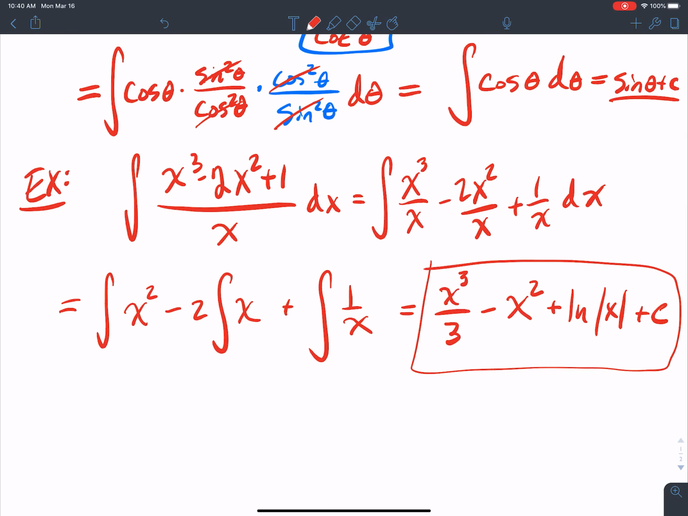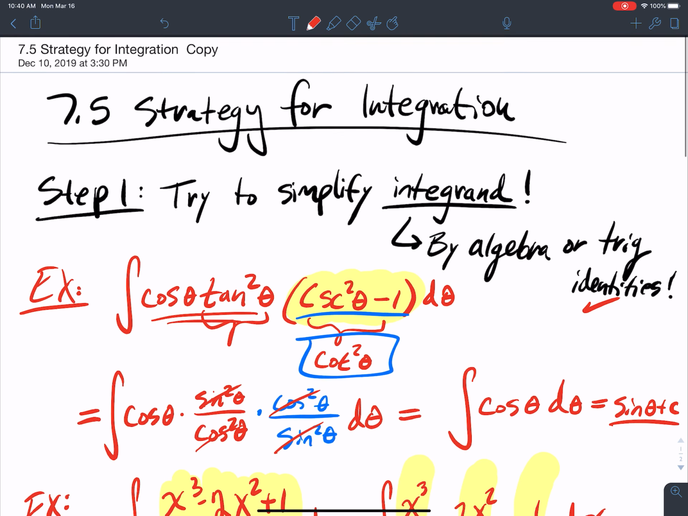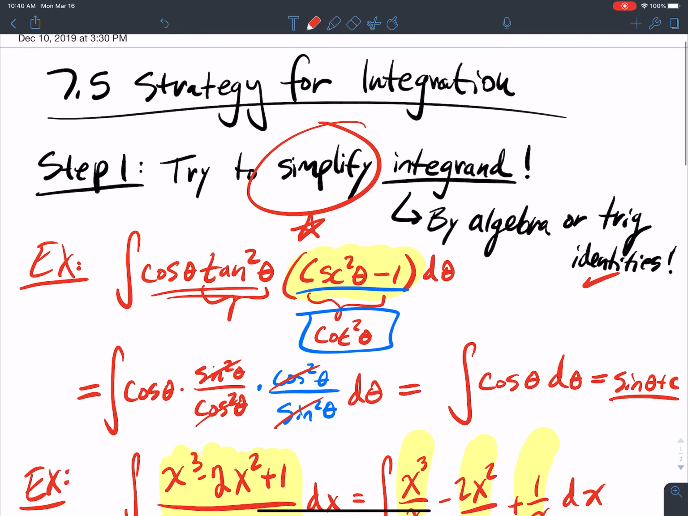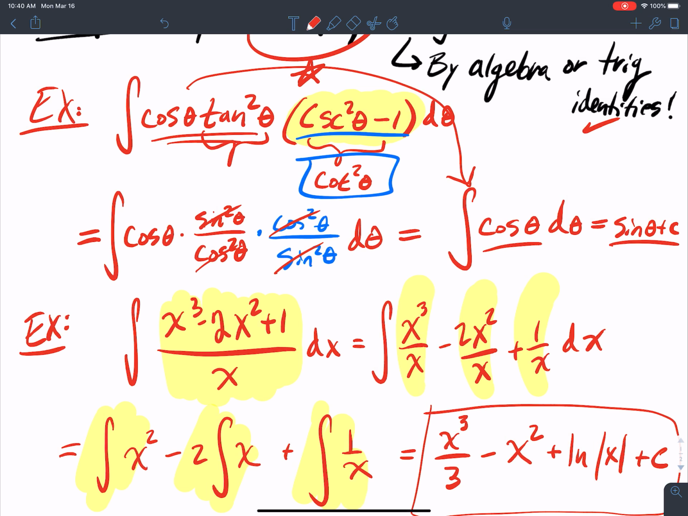How much easier was that when we algebraically simplified? So trying to do this whole thing at once, we divide and conquer. Divide it up into pieces, split up into 3 integrals, and then integrate each piece individually, and we get our answer. So always step 1, try to simplify if possible. If you can simplify it, you might turn it into something super easy, something that looks really scary, and then it all just kind of drops out.